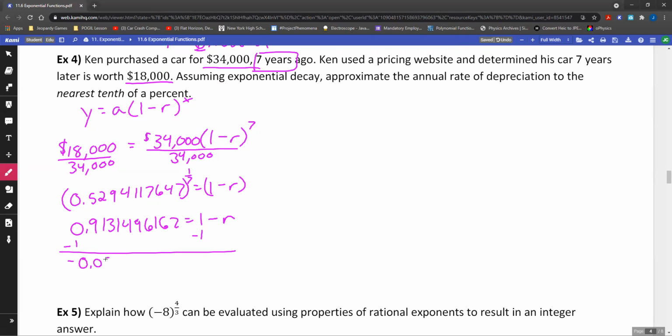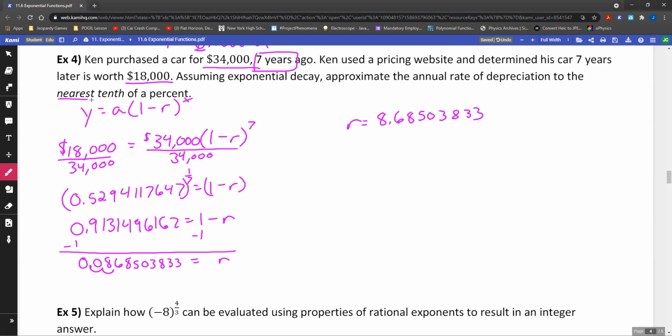Now here's the weird thing. We have a negative number, but we also have a negative in front of that r. So we could just divide both sides by -1 to get rid of that negative. Once again, because I'm looking for a percent, I need to move the decimal place over twice. So you get r equals 8.68503833.